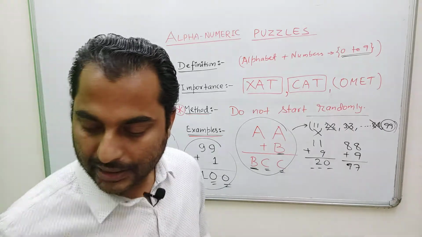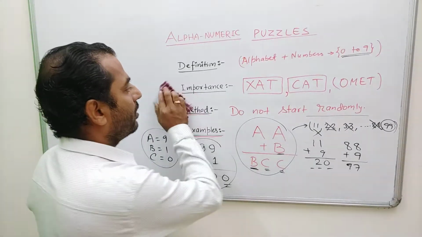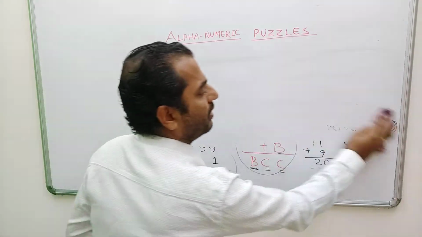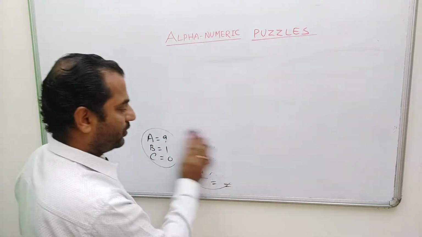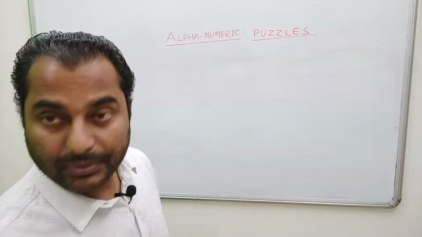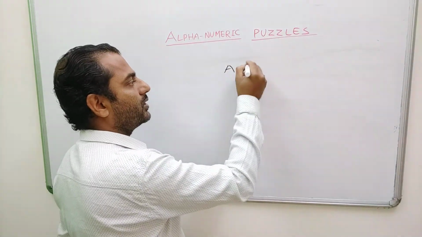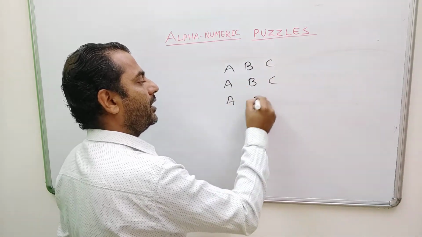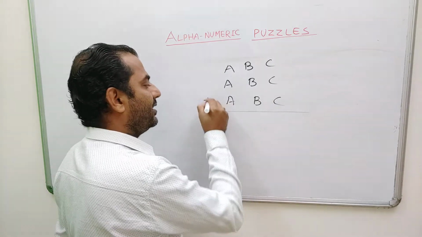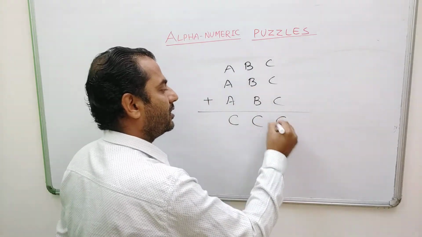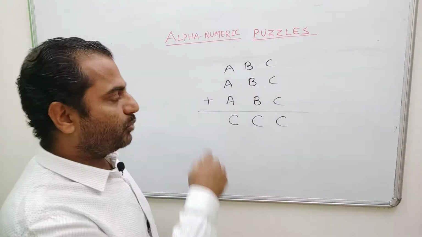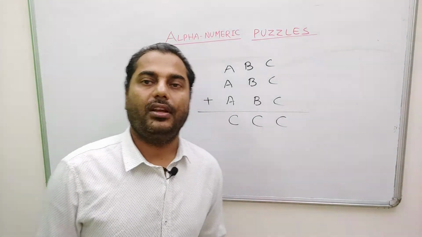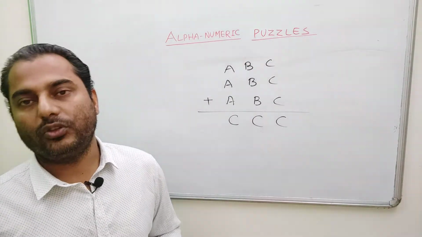Now I'll take another example, which will be of a little higher difficulty than this question, and I suggest you please pause this video after I write the question. The question is ABC plus ABC plus ABC, and when we add these three numbers, the result is CCC. At this point, my suggestion to you all is, please pause the video and solve it yourself, and then proceed to see the solution.